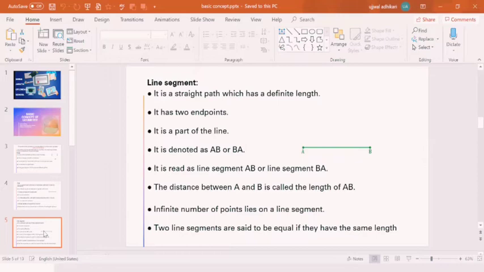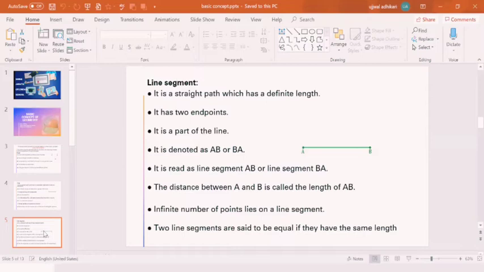There is no fixed rule. While we denote the line segment, we need not write in one particular direction. There is no calculation of the directions. It is read as line segment AB or line segment BA. Both can be represented here. The distance between A and B is called the length of AB.